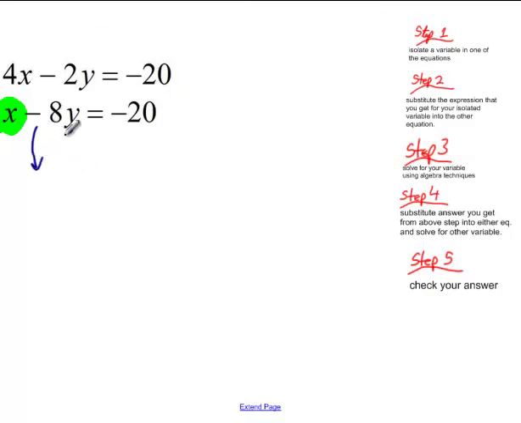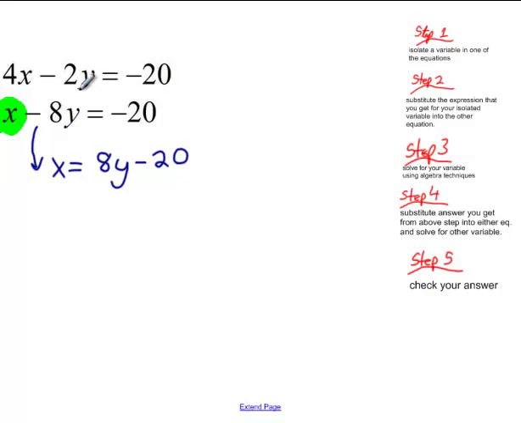I'm going to do that by adding 8y to both sides. So this equation becomes x is equal to, well, if I add 8y to both sides, I get a positive 8y minus 20. So I know what x is. X is equal to positive 8y minus 20.